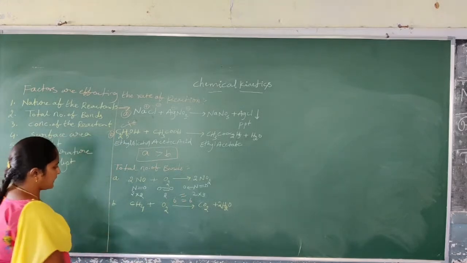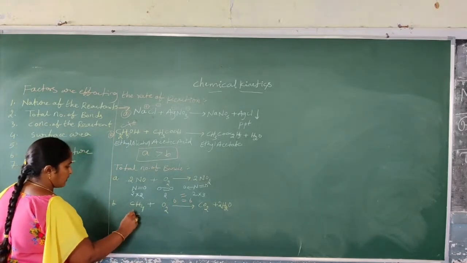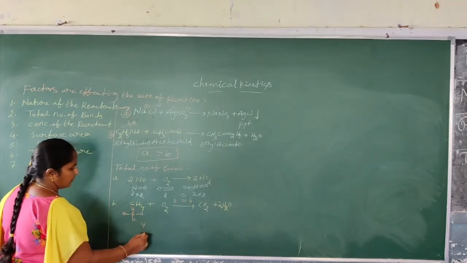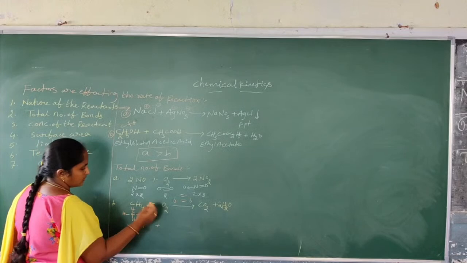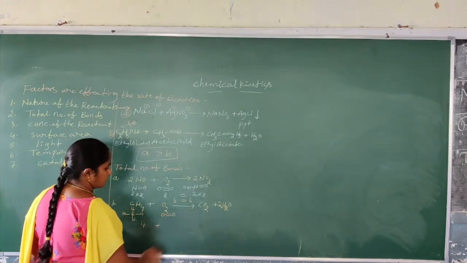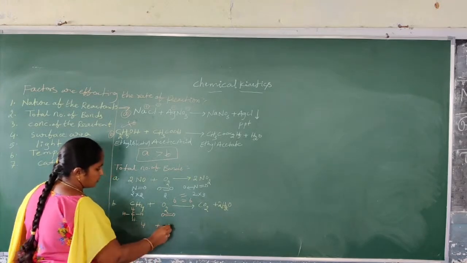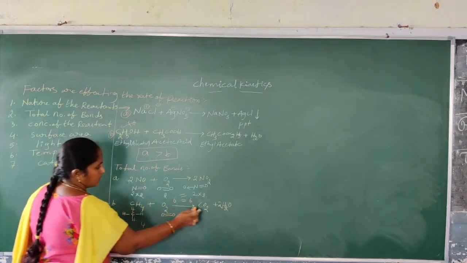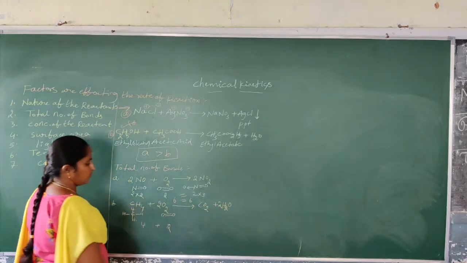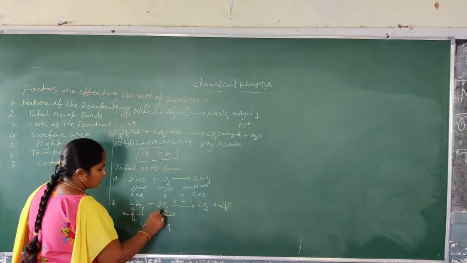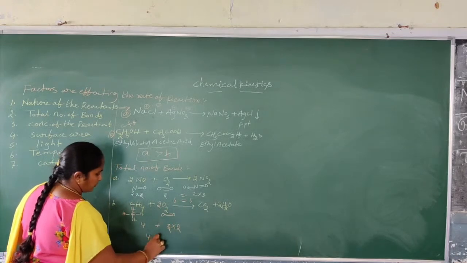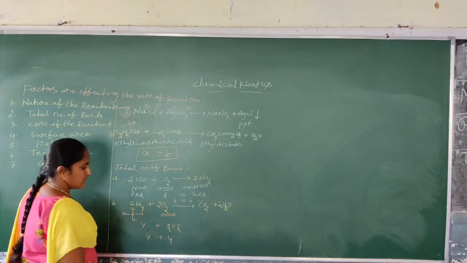Now another example, CH4. How many bonds are present between the hydrogen and the carbon? 4 bonds are there. Plus the oxygen molecule: oxygen to oxygen, 2 bonds, a double bond. We require 2 moles of oxygen molecule, so 2 into 2, 4. 4 plus 4. How many bonds here? 8 bonds.